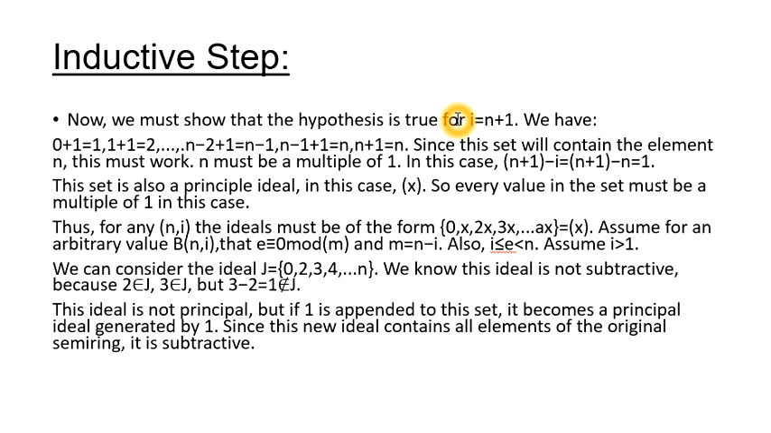Thus, for any b sub n comma i, the ideals must be of the form 0, x, 2x, 3x up to ax, which is equivalent to the principal ideal generated by x. We can also consider the ideal j, which equals 0, 2, 3, 4 up to n. This ideal is not subtractive because 2 and 3 are elements of j, but 3 minus 2 equals 1 is not an element of j. This ideal is not principal, but if 1 is appended to the set, it becomes a principal ideal generated by 1. Since this new ideal contains all elements of the original semiring, it is subtractive. And we finished the proof.